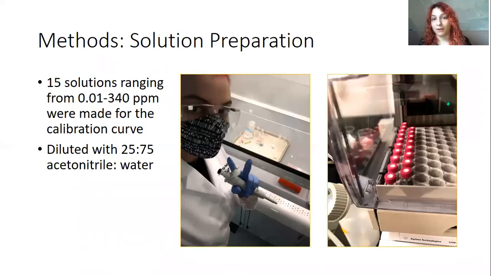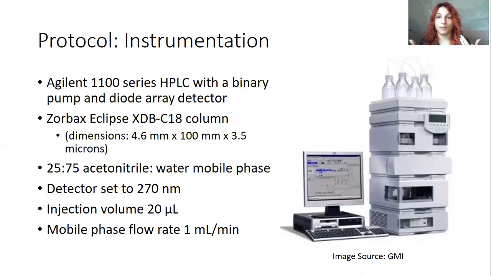So to start with my solution preparation, I made 15 solutions ranging from 0.01 to 340 ppm imidacloprid, and they were used to make the calibration curve. We diluted with 25/75 acetonitrile/water because that's the mobile phase that we used in our HPLC experimentation. So here's our HPLC.